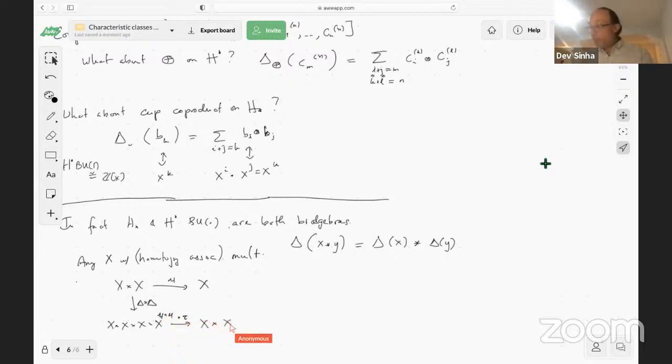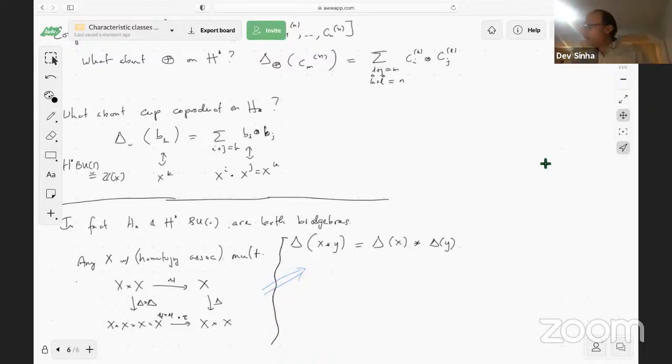Then you just double check that that's completely compatible. The diagonal just repeats, it sends x1, x2 to x1, x1, x2, x2. But here I've multiplied, I've got the product of x1 and x2. So it's very easy to see that this diagram commutes. And so we see that we have this compatibility of product and coproduct.